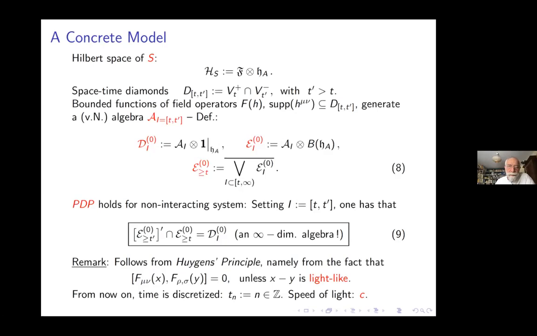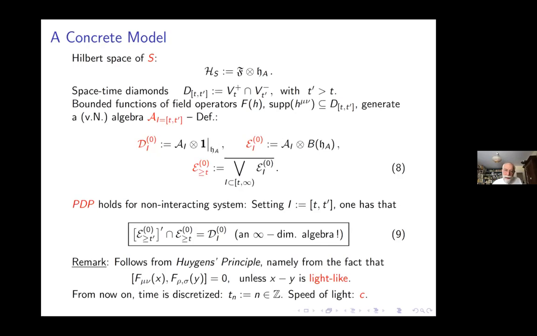Let's introduce the notion of space-time diamonds. The space-time diamond is a set in space-time associated with an interval T T prime on the time axis. And this is simply the intersection of the forward light cone over the space-time point T, 0 with the backward light cone over the space-time point T prime, 0, where the time T prime is larger than T. I will show you a picture of these diamonds in just a few seconds.